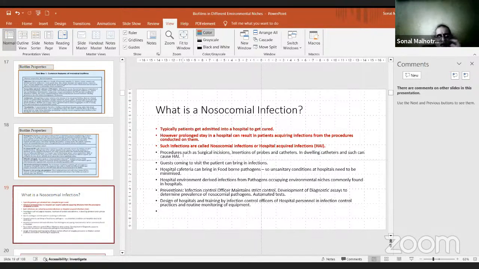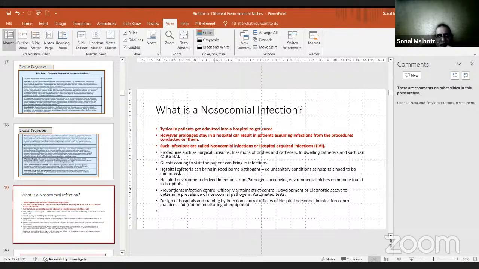So, how can these things happen? Procedures such as surgical incisions, insertion of probes and catheters, indwelling catheters, like we talked about. I think I have an image of that. If not, I can supply that to you. These can cause HAI, or hospital acquired infections, or nosocomial infections. HAI and nosocomial infections are one and the same.